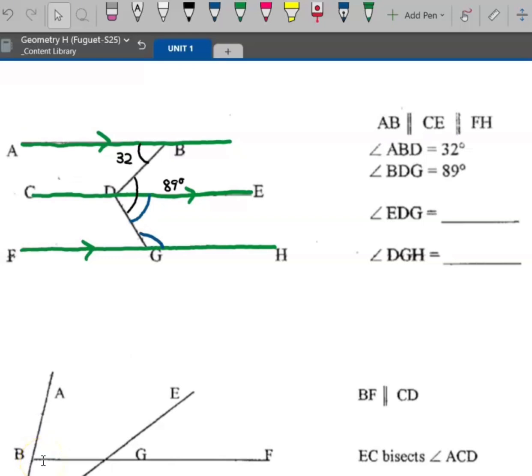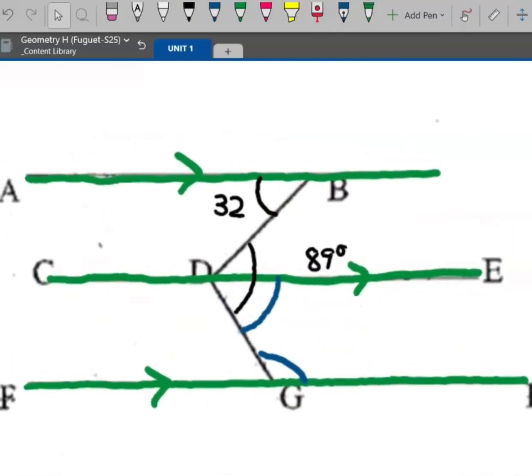Now in this problem, what we have here is the parallel lines marked in green, the 32 and the 89, which were given to me in black, and the two angles that I want are both in blue. The issue with the angles in blue is that we're using the transversal DG, and DG and DB are different transversals. So we have to almost separate these problems and look at them apart from each other.